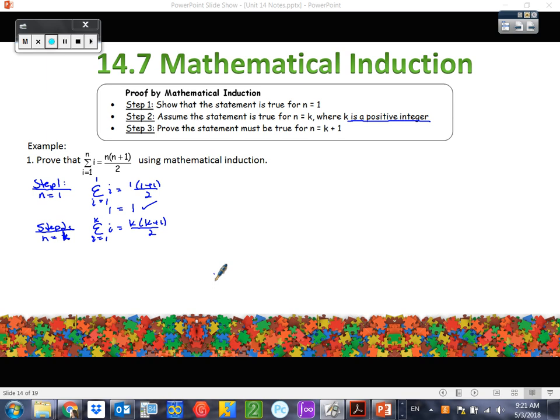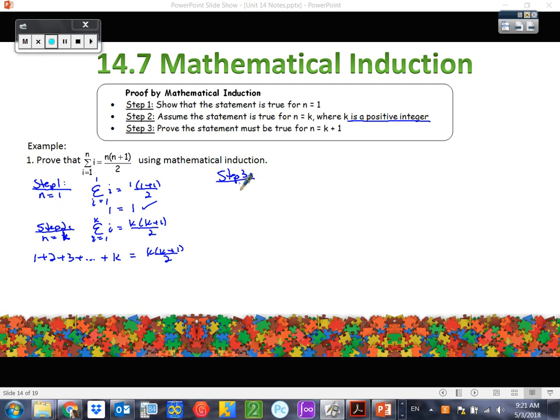So this would be 1 plus 2 plus 3 plus ... and then we go up to k, so plus k, equals, and then on the other side, we just have our k times k plus 1 over 2. Okay, so that's my step 2. So step 2, we substitute a k in place of n, and if there's a summation or anything like that, we expand it out. Okay? So step 3.